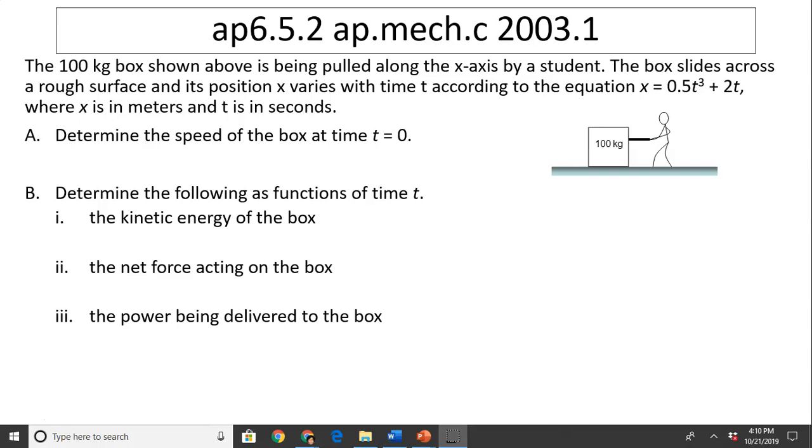So the question says, a 100-kilogram box is being pulled along the x-axis by a student. The box slides across a rough surface, and its position x varies with time t according to this equation, x equals 0.5 t cubed plus 2t, where x is in meters and t is in seconds. Question A, determine the speed of the box at time t equals 0.